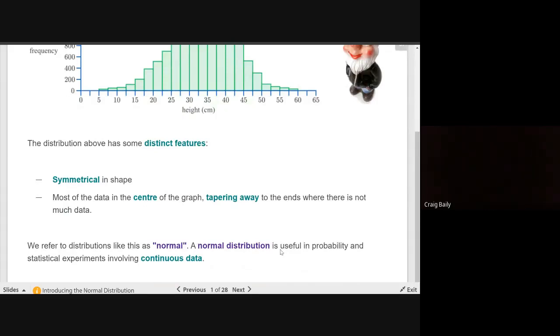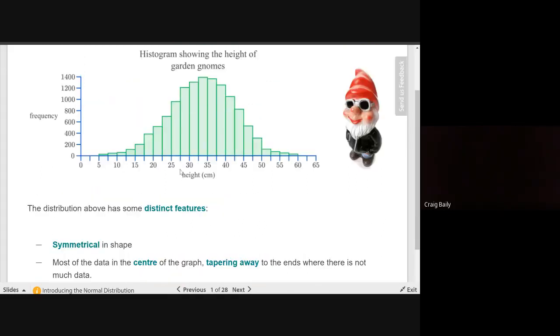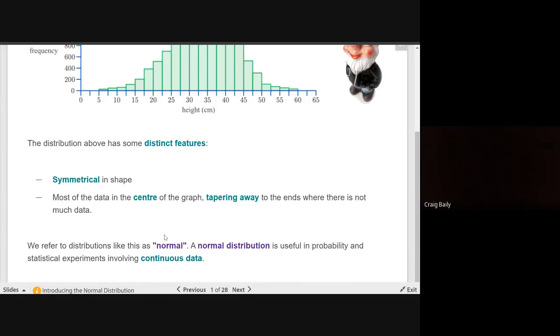Those are normal distributions, and they're going to be very useful in you being able to find the probability in statistical experiments. And it's always going to be continuous data. As I was saying, these are heights. We're counting how many heights, and a height is a measurement. It's not counting how many traffic lights, or how many students. It's never going to be a count. You're always going to have something here that has been measured. And that's what we mean by continuous data. Moving on.